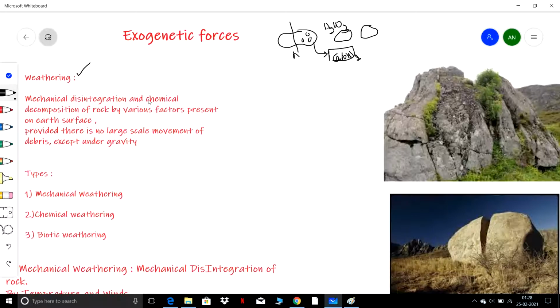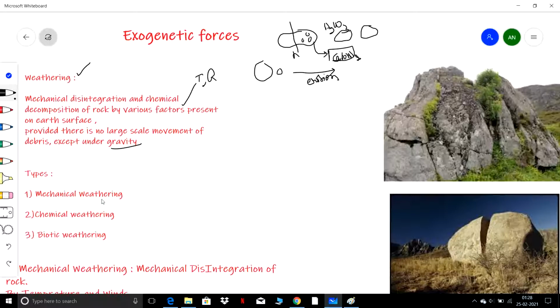Hence, weathering is the mechanical disintegration and chemical decomposition of rocks by various factors such as temperature, rain, and carbon dioxide, that is carbonic acid. The condition is that these weathered debris should not be moved to a larger extent. If a rock is weathered and disintegrates and falls, it should not be moved far, because then it becomes erosion. So weathering is not erosion. There should not be any transportation except under gravity. It can fall under gravity, but it can't be carried away. Hence, this is called weathering.